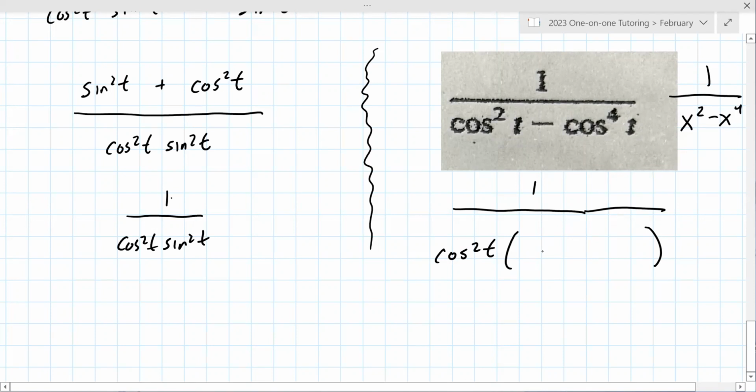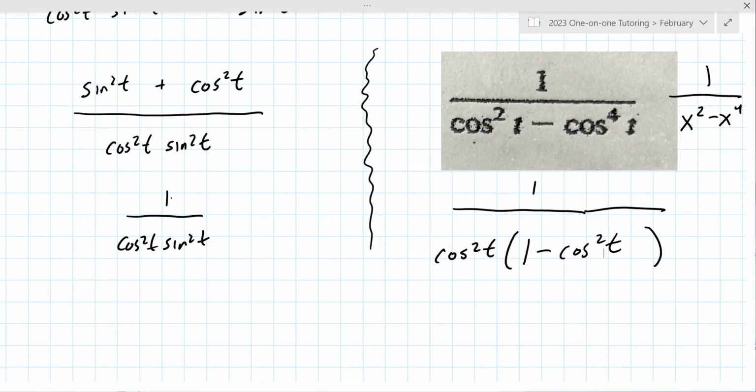Negative cosine squared t. Or no, wait, because when you multiply in, you have to get back to the previous line. Oh, 1. Okay. Now we're in good shape here because we have cosine squared t over cosine squared t. So reasonably, it should follow that 1 minus cosine squared t is sine squared t. And that's the first Pythagorean identity.